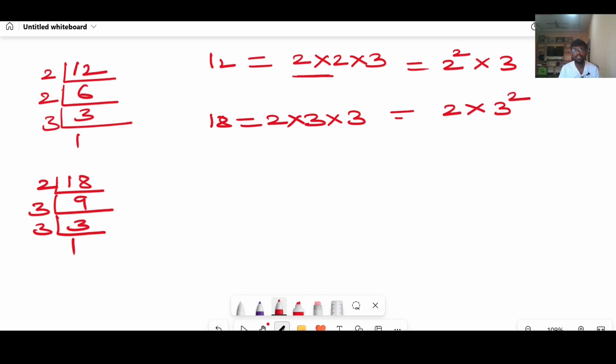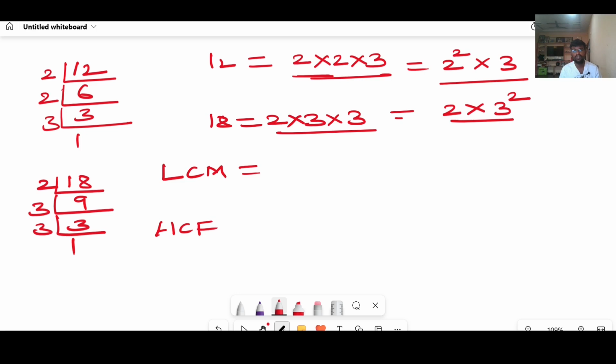This is the prime factorization of two numbers. From this prime factorization I can find LCM and HCF. Look at here, HCF is nothing but the common prime factor which is present in the common factors of 12 and 18, and that should be least.